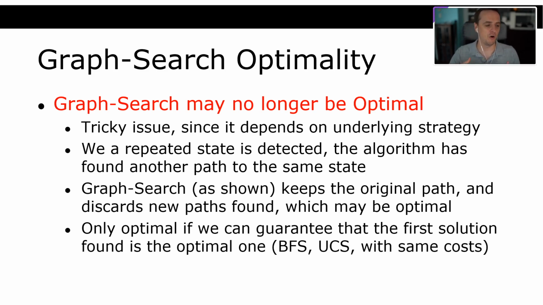So if your only goal is to find a solution, then you use graph search. If your goal is to find the optimal solution, then you have to make sure that something like BFS or UCS is the thing that you use, because this will only return the first solution found.